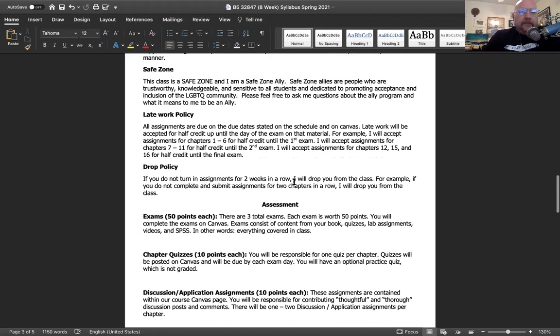Okay. Next thing, the safe zone idea. I know it's kind of a controversial topic right now, politically, when people talk about colleges as safe spaces. This isn't quite the same thing.